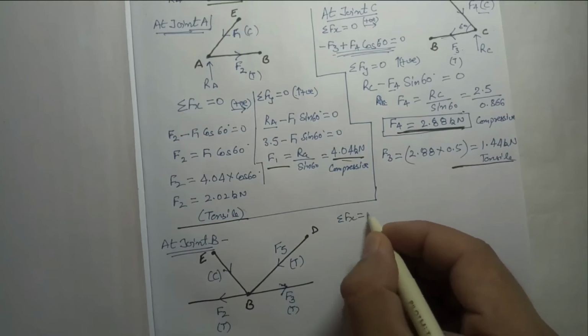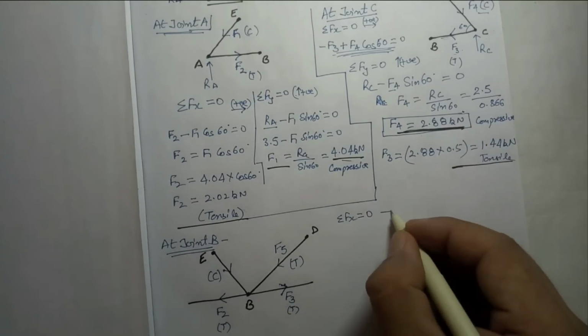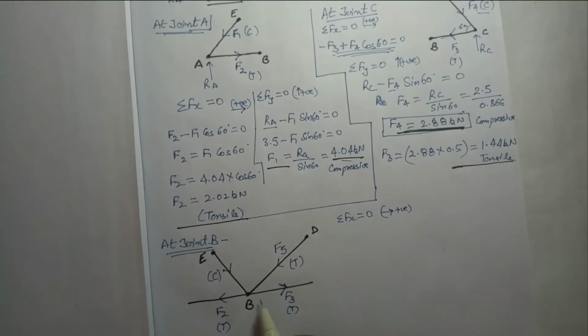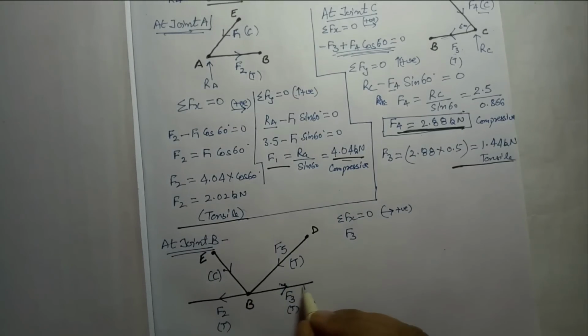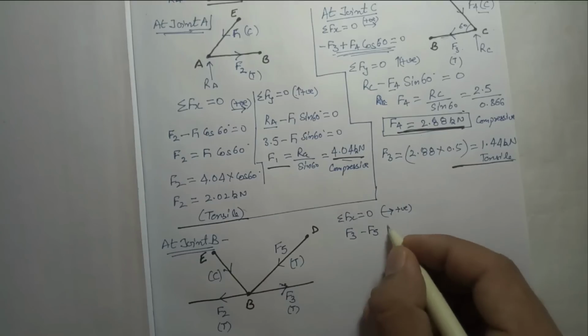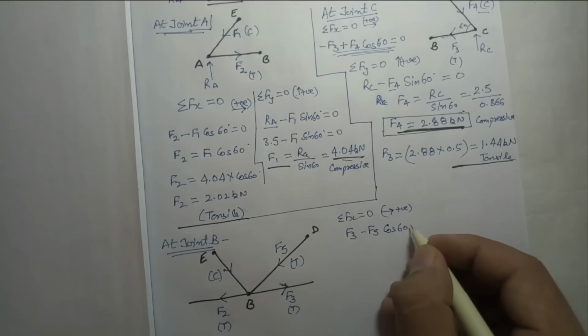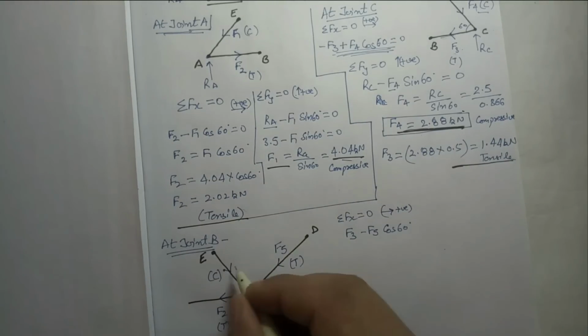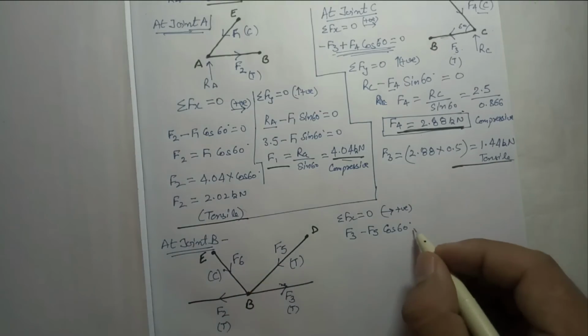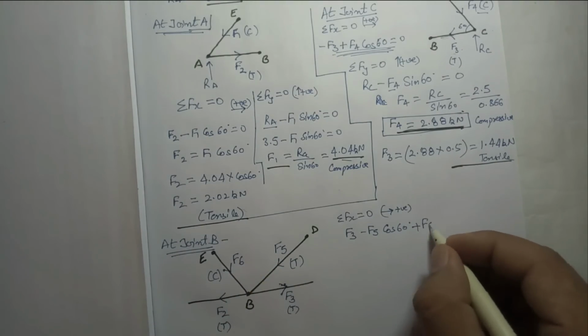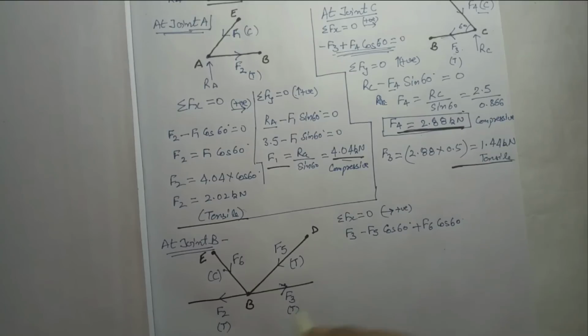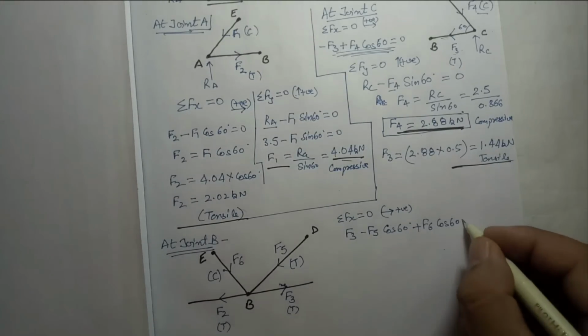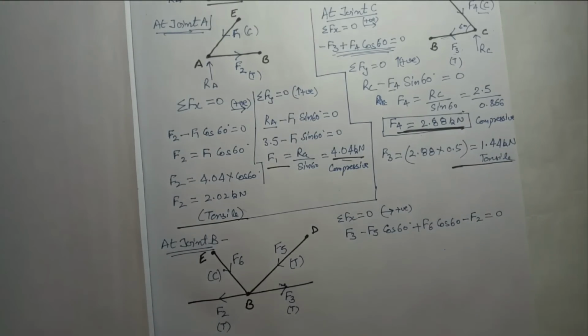Again all x direction forces are 0. Let's say I have taken right side positive, so F3 positive, F3, this force component opposite, so minus F5 cos 60, then this force this side positive, so let's say I have not given the name, so let's say this is F6, so plus F6 cos 60, then F2 opposite, so minus F2, that is equal to 0.